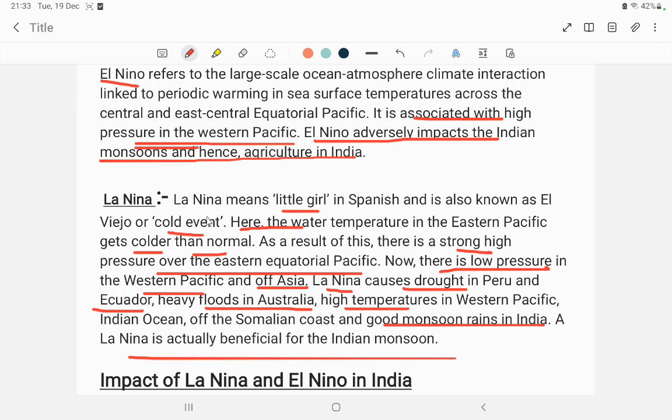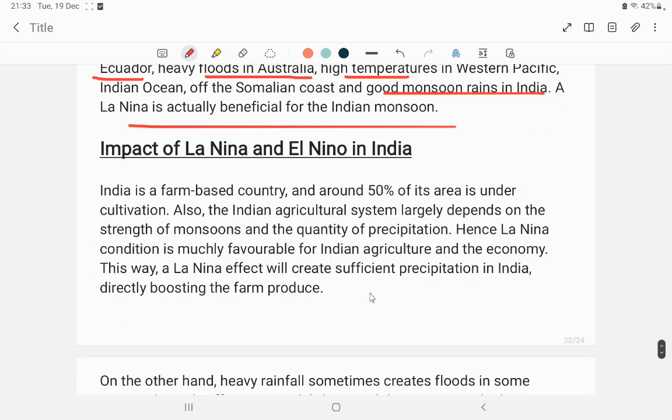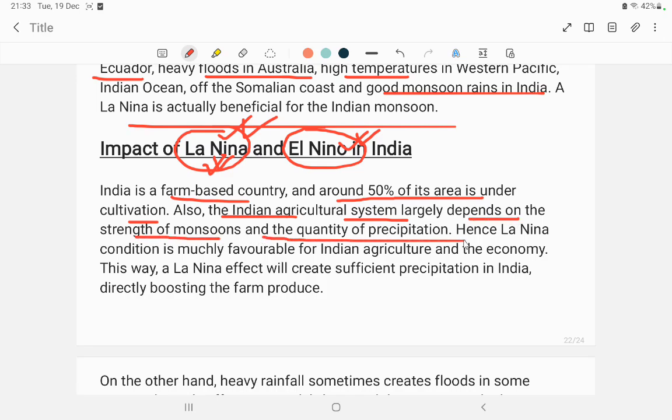La Nina, being cold water, is more beneficial for India because of the monsoon. So, the impact of La Nina and El Nino in India. Remember this: La Nina is cold, El Nino is warm. El Nino is little boy or Christ child, La Nina is little girl. Compared to El Nino, La Nina is beneficial for India. India is a farm-based country with around 50% of the area under cultivation. Also, the Indian agriculture system largely depends on the strength of the monsoon and the quantity of precipitation.